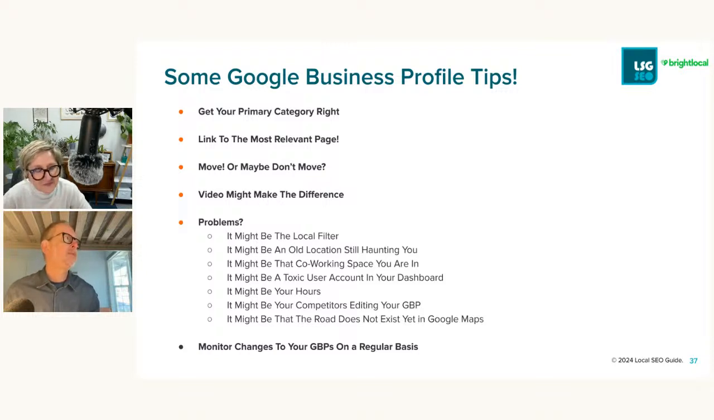Some random problems that we tend to run into, we like weird problems. It might be the local filter. There's this obscure rule that says if you're close to a similar business, within I think about 200 feet of it, you might get filtered out of the local results. So if you're not showing up, look at that first. You might have an old location, either it's your business or you acquired the business or it's some other business that's in the same exact location as yours that could be haunting you. You want to make sure those are dealt with.